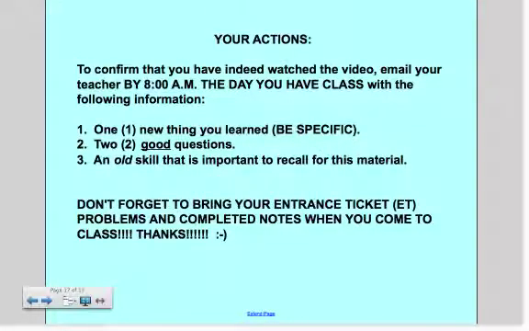Don't forget to bring your entrance ticket, your ET problems, to class, and your completed notes. They need to be completed.